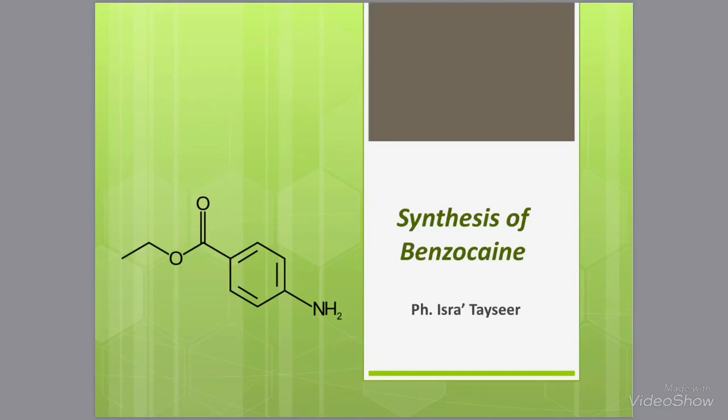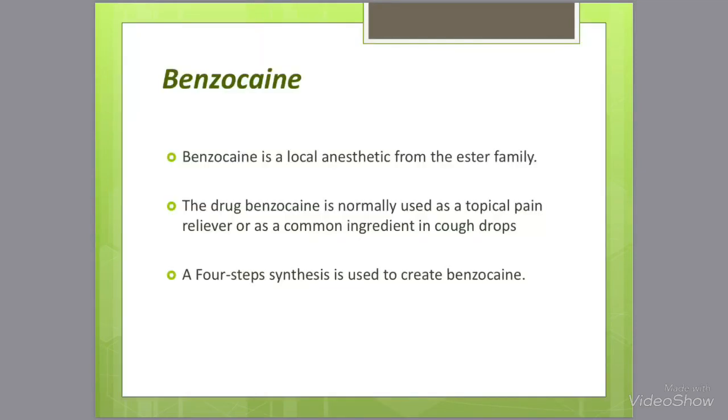This week, we will start with the second cycle, which is the synthesis of benzocaine. What is benzocaine? Actually, benzocaine is an ester of para-aminobenzoic acid and is used as a local anesthetic and also as sunblock.